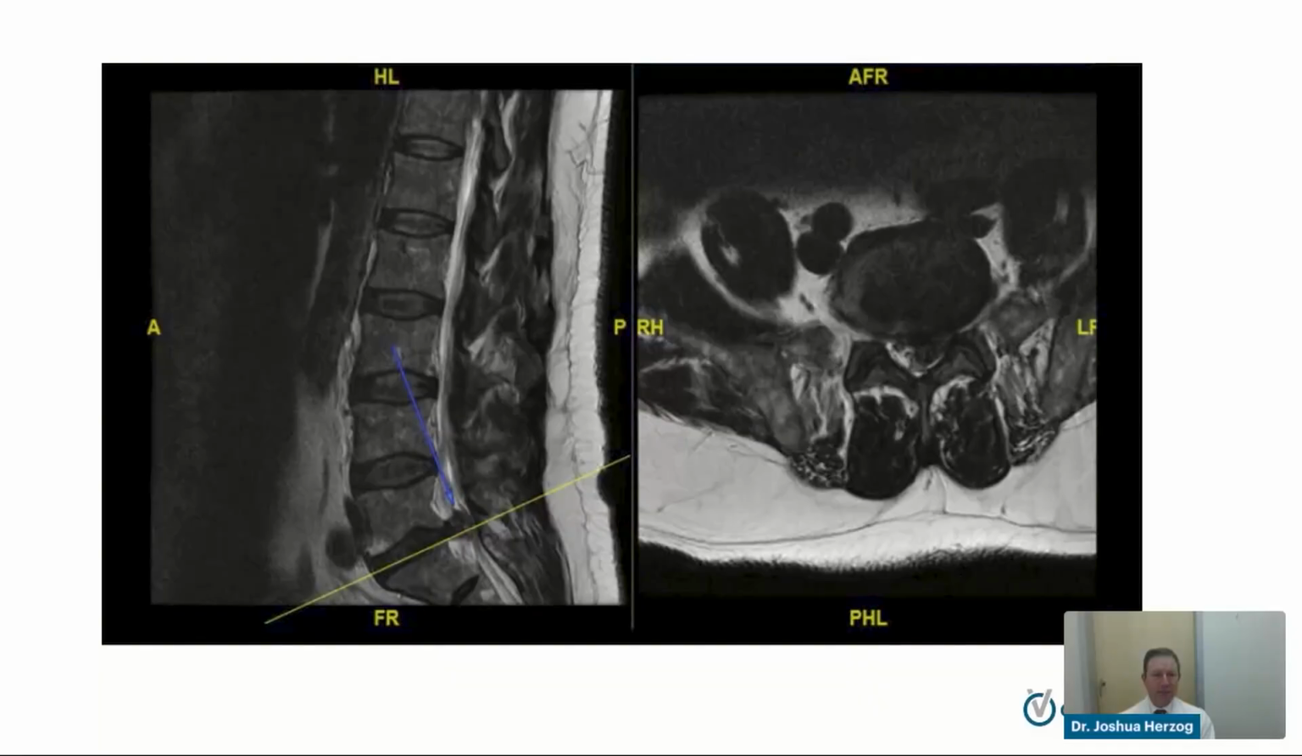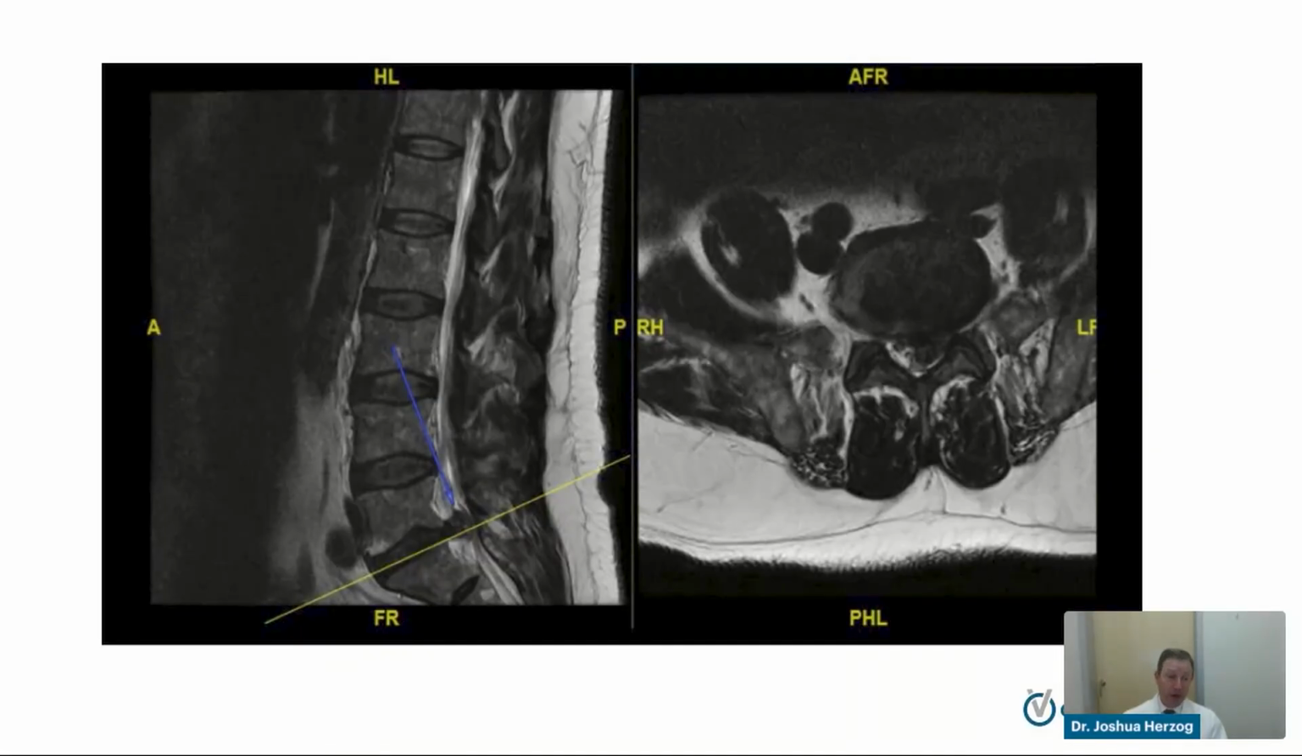So here, this is an MRI scan. On the left side, that's a sagittal or a lateral, so we're looking at it from the side. To your left is the front, and to your right is the back on the left picture of the MRI. And you can see that bulge, that blue arrow there is pointing to the disc herniation, and it is bulging. And then the yellow line there on the left actually represents the axial.